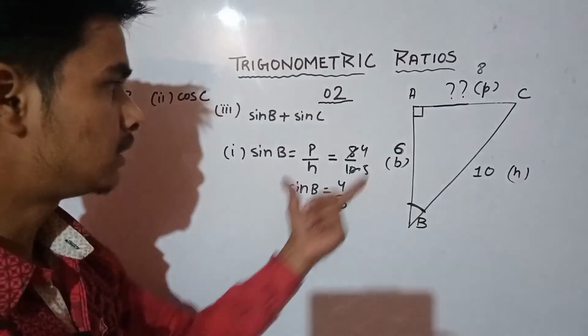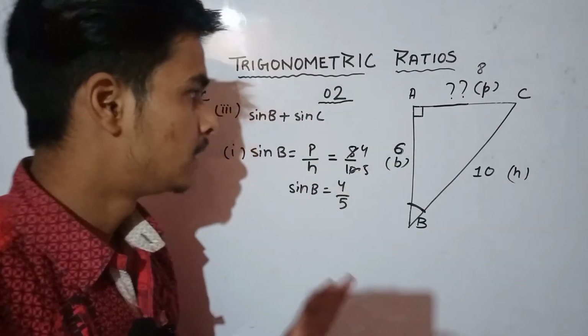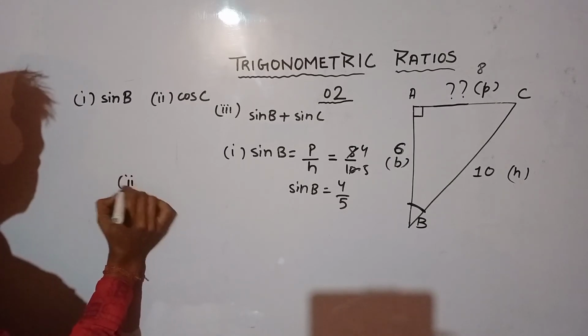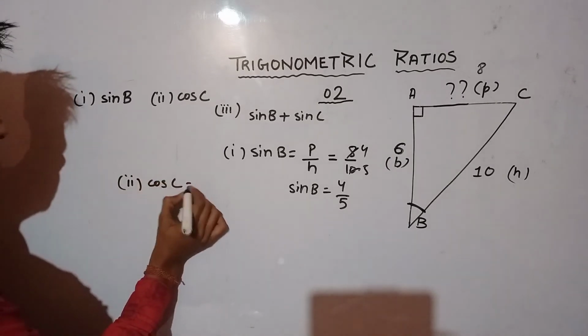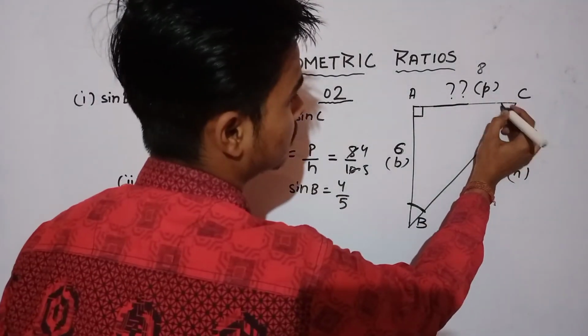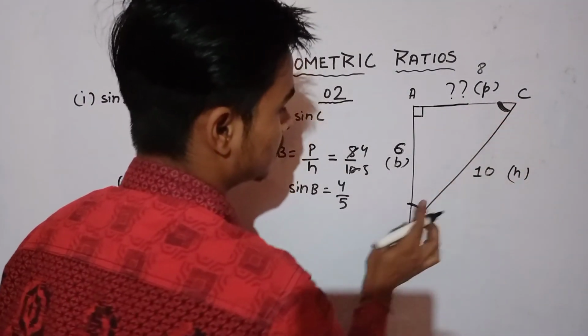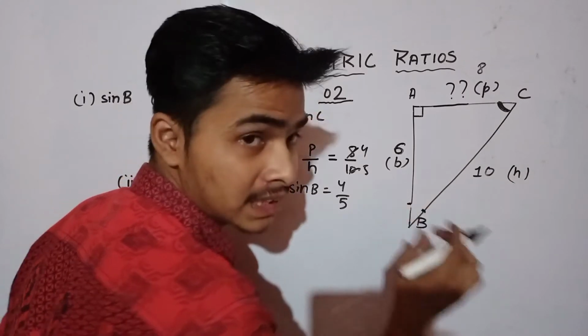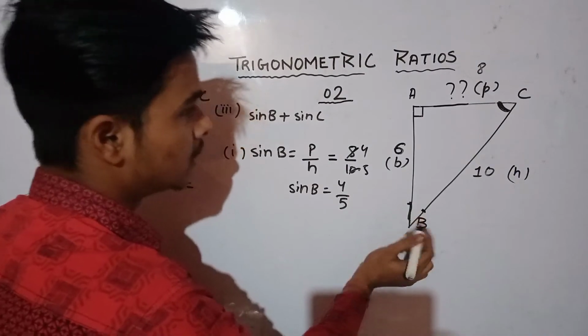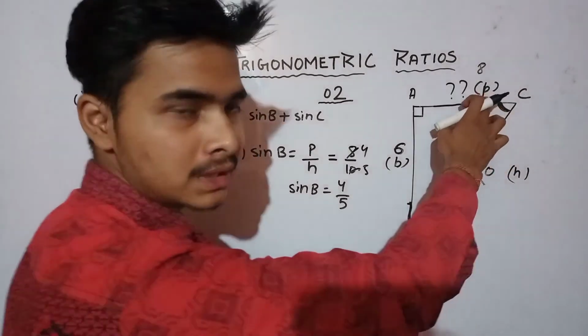Have you understood? This is the way to solve these types of questions correctly. Now let's jump into the second question. The second question asks, what is cos of C? Now cos of C means this time this is the angle, so this angle got removed. If this is the angle, this will become the base.